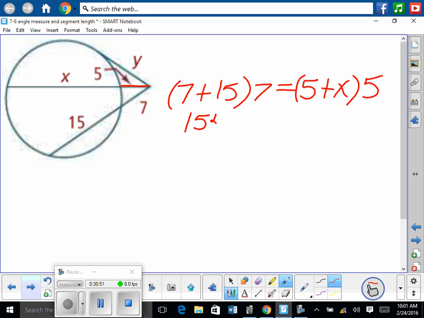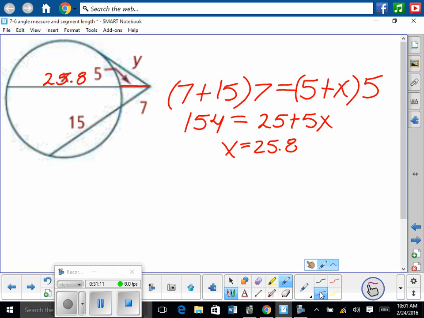So we have 154 is equal to 25 plus 5x, right? Yep. So we have 154 minus 25 divided by 5. So we have x is equal to 25.8. So that's 25.8. And now we'll solve for y.